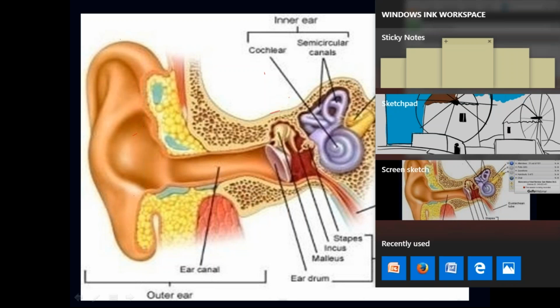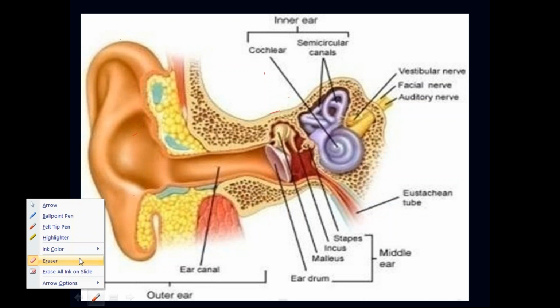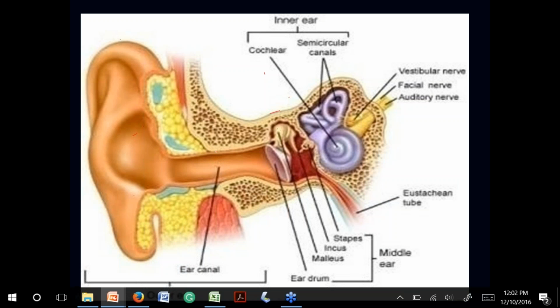The first is going to be here the vestibule. This is the vestibule. So again, it's inside the temporal bone. Then we have the semicircular canals. Can you see semicircular canals? And here we have the cochlea. So we have three structures.